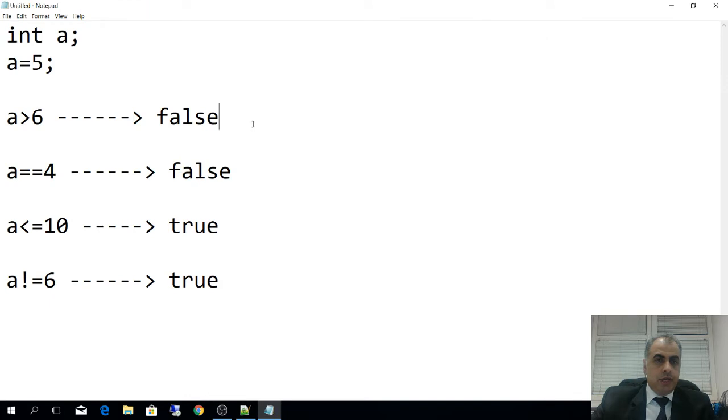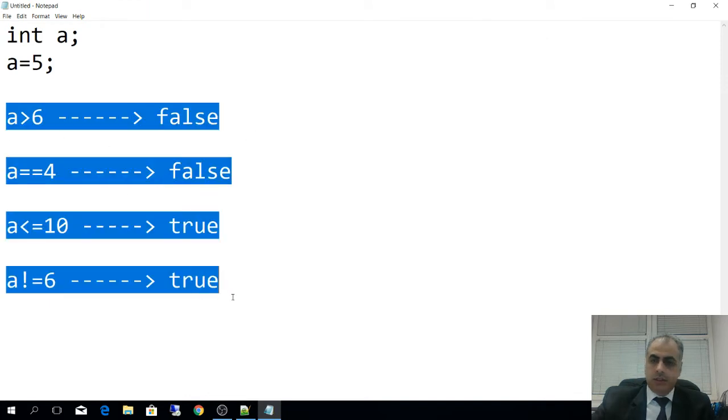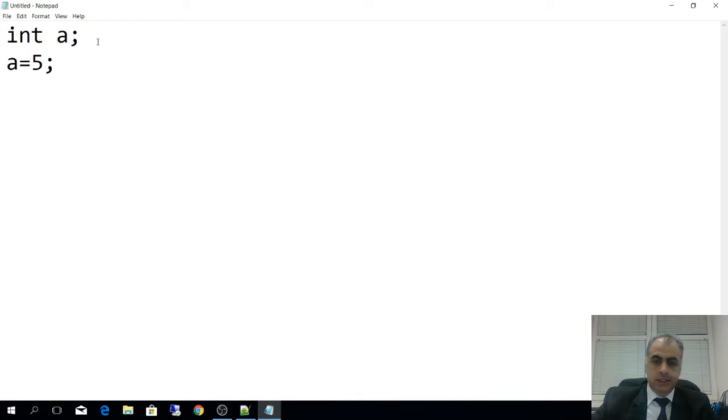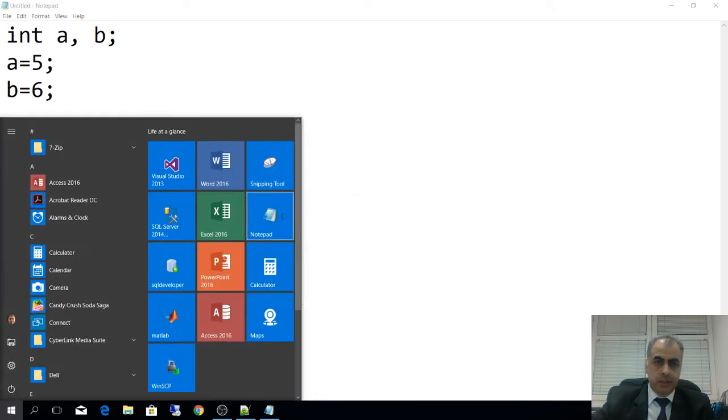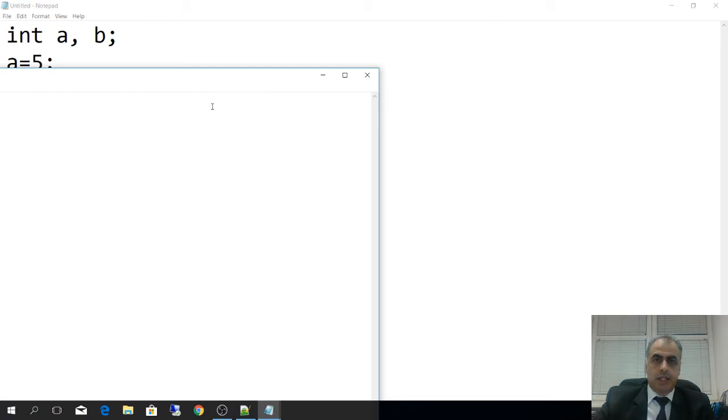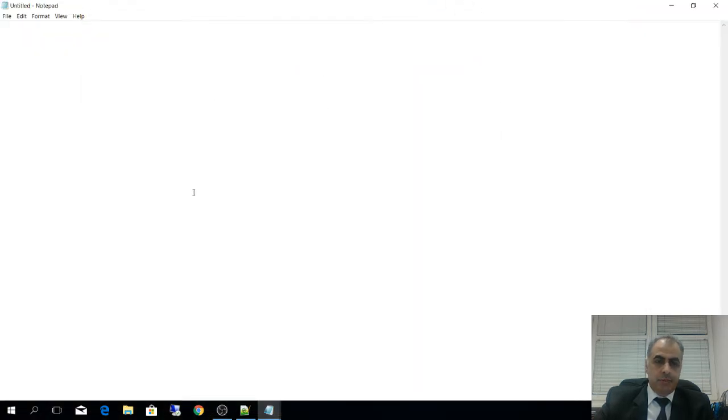Okay, let me just delete all those things, and then let's see. A and B are two different integer values. We discussed data types and variables, and I say A is equal to 5 and B is equal to 6, for example. So the AND operator works like this. Let me open a new notepad, and when I open a new notepad, I can prepare a table here. First of all, we are talking about the AND operator.